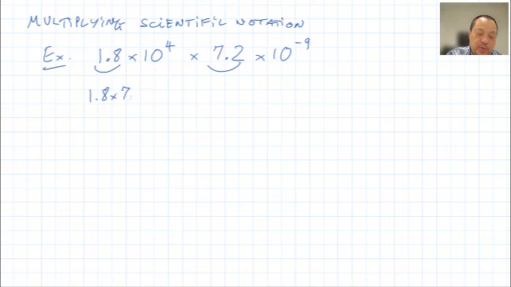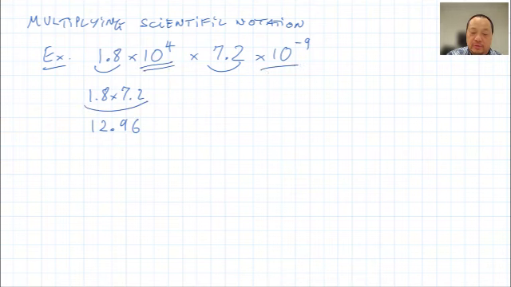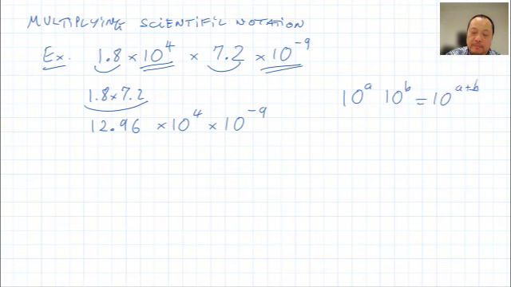1.8 times 7.2 is equal to 12.96. I'm not done yet. I still have these two numbers, so 10 to the 4th times 10 to negative 9th. I use the rule that I already know: 10 to the A times 10 to the B is 10 to the A plus B. Just add these two exponents together. That gets me 10 to the negative 5th.